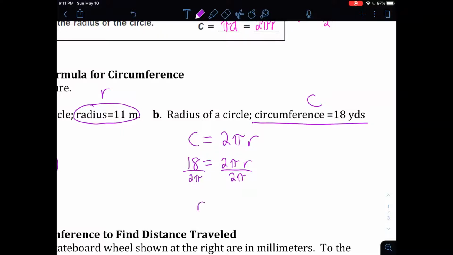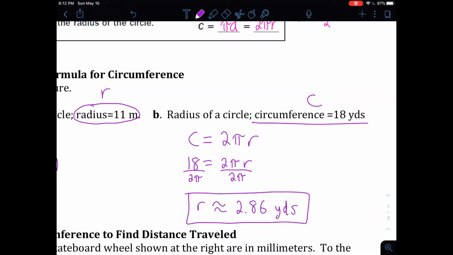So r is going to be approximately 2.86. You divide 18 divided by, use parentheses when you plug that in there. So 18 divided by 2 pi is going to be about 2.86 yards.